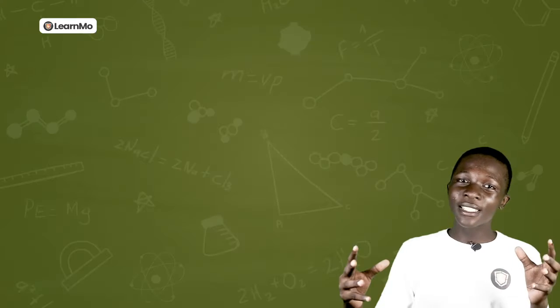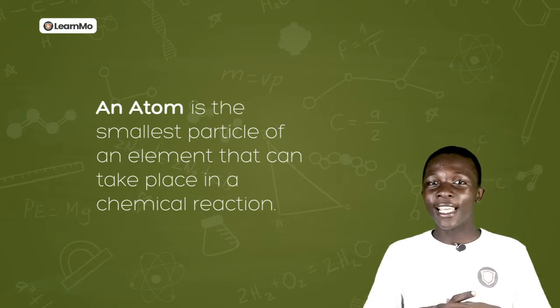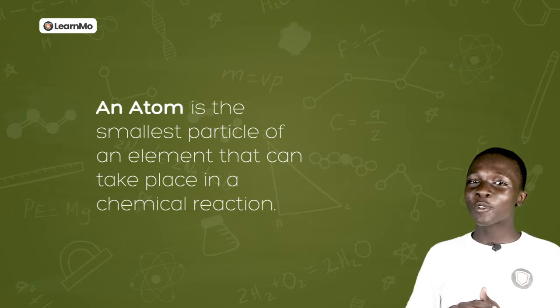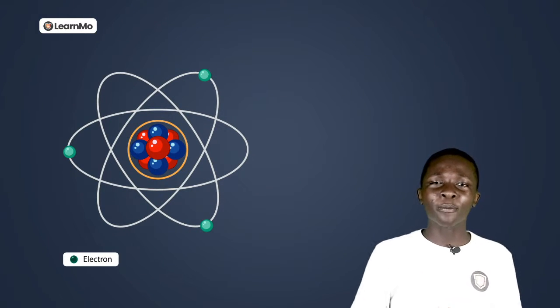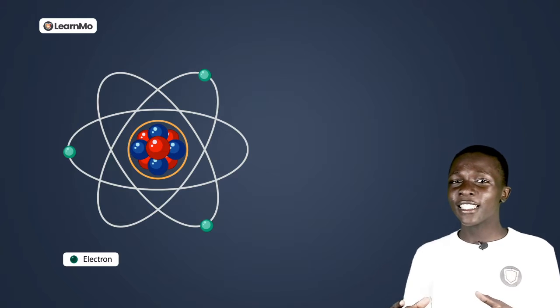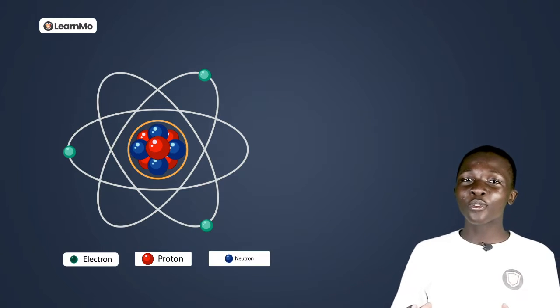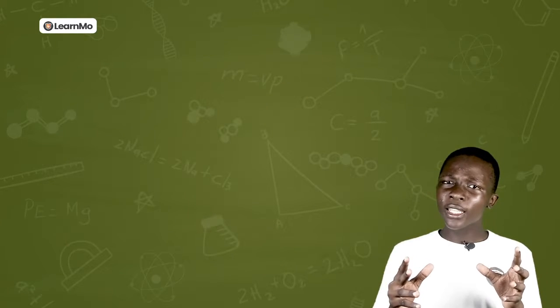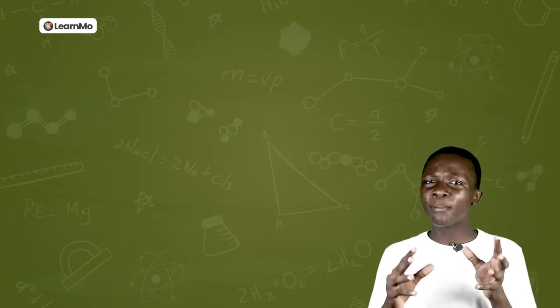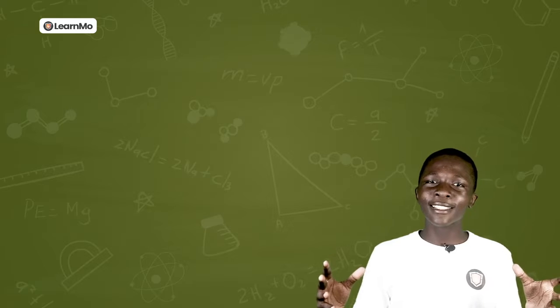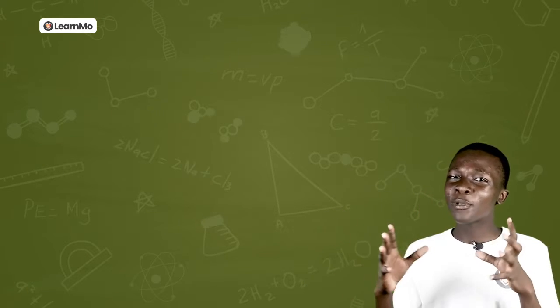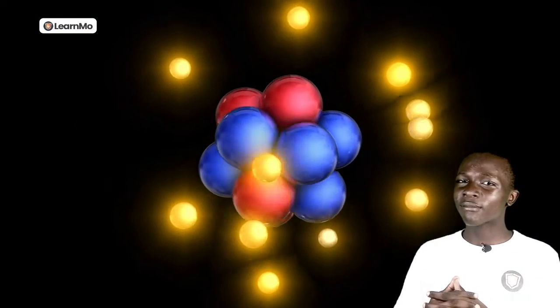So, an atom is defined as the smallest particle of an element that can take place in a chemical reaction. An atom consists of three subatomic particles, that is, the electrons, protons, and neutrons. One particular thing you have to keep in mind is that the mass of an atom is concentrated inside its nucleus. Let's discuss these subatomic particles in detail.